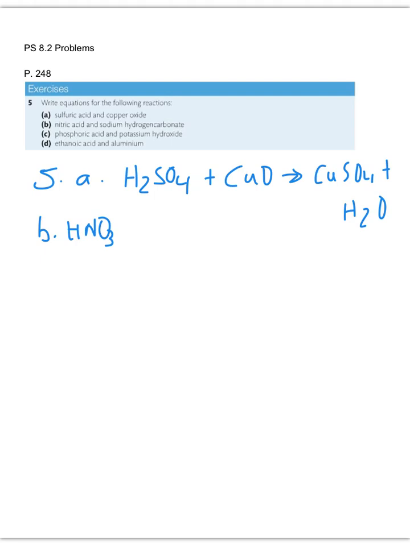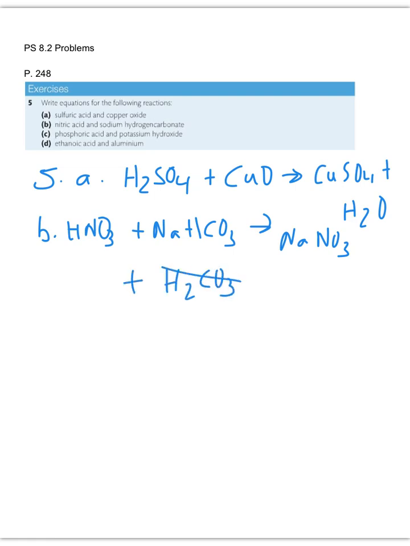And then sodium hydrogen carbonate, this is actually baking soda, NaHCO3. Again, if I have a replacement, I'm going to end up with the HCO3 and then the NaNO3. So I'm going to write the NaNO3 first. And then rather than forming H2CO3, remember what really happens with the carbonate is it decomposes into H2O and CO2. So that also is balanced.